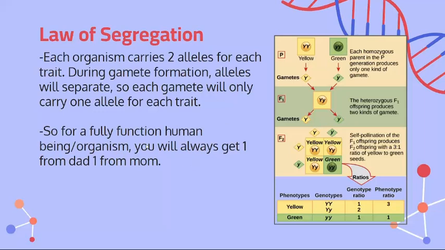And we're simplifying everything down because there are billions of alleles. You can't be functional otherwise. There's a hair color. There's an eye color. There's how tall, how short, whatever. There's a lot of stuff. We're just simplifying it down. So essentially, you're always going to get 1 from dad, 1 from mom.